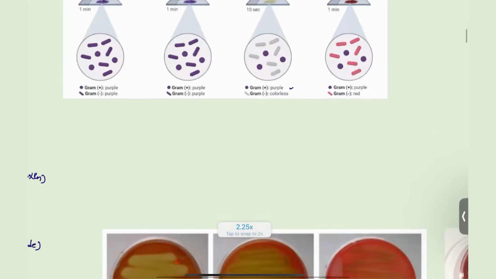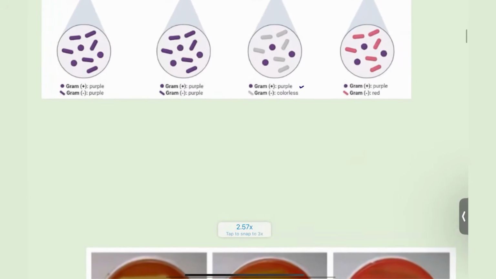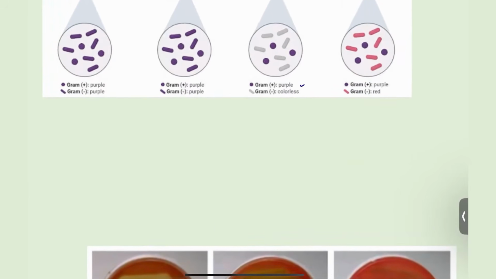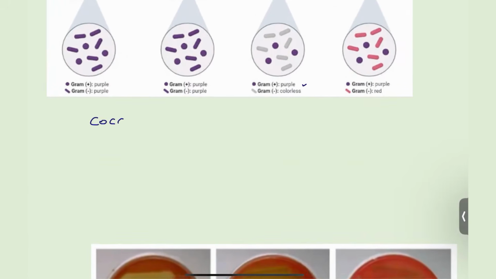Next, we also have to know what the gram positive cocci and gram negative cocci are. We all know, right? Cocci are circular and bacilli are rod shaped.